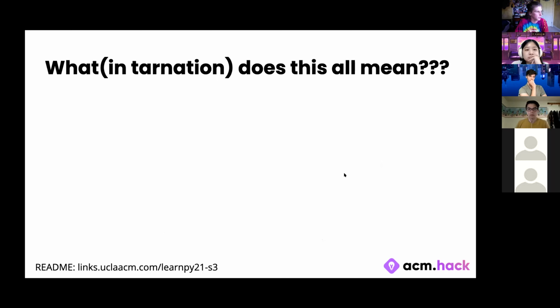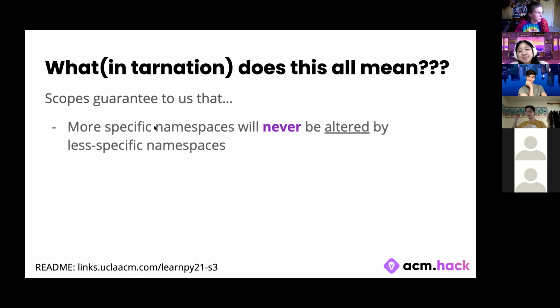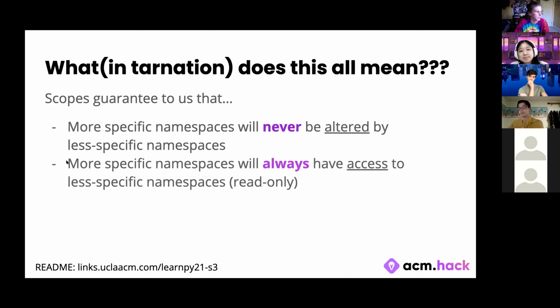So what does all of this stuff about scopes mean? We saw a little bit that the less specific can't access the more specific, and that's basically what scopes guarantee us. They guarantee us that more specific namespaces will never be altered by less specific namespaces. So if I have a function and I put variables into that function, nothing from outside that function is going to mess with them. And it also guarantees us that more specific namespaces will always have access to less specific namespaces. So within a function, I will still be able to access the global variables and stuff like that.